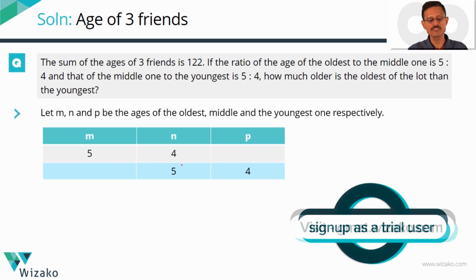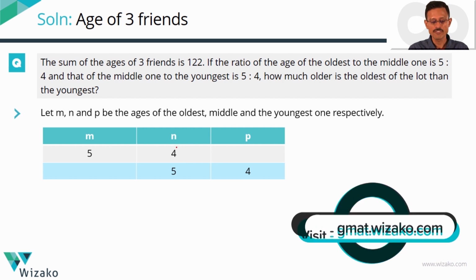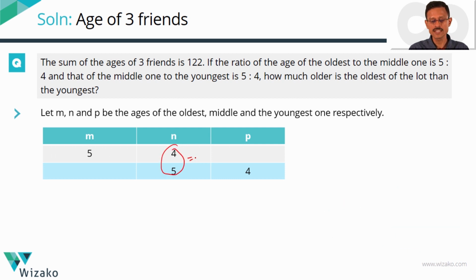Let's go back to our usual stuff. How do we combine these two ratios? Find out the LCM of 4 and 5, which is equal to 20. So let's make both these n's as 20. Find out the equivalent values. How do we make this as a 20? Multiplying it with a 5. So m is to n is going to be equal to 25:20, which is the same as 5:4.